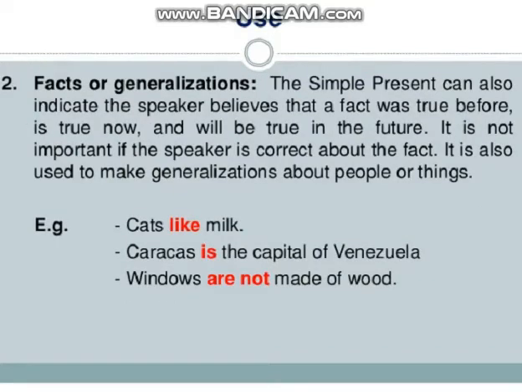Facts or generalization. Simple present tense can be used for fact or generalization. The simple present can also indicate the speaker believes that a fact was true before, is true now, and will be true in the future. It is not important if the speaker is correct about the fact. It is also used to make generalizations about people or things.